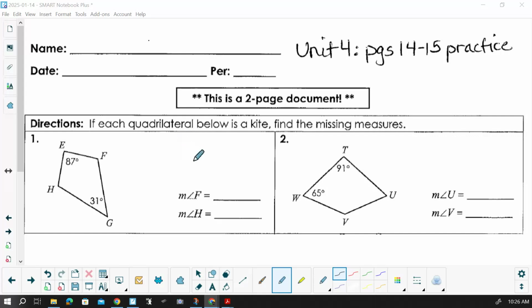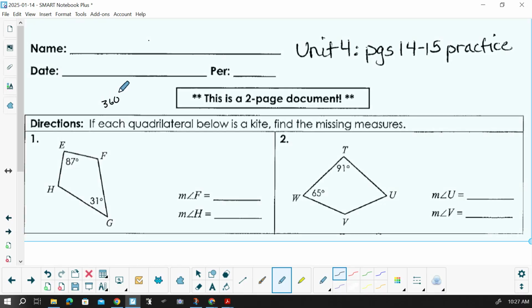Unit 4, pages 14 to 15 practice, and let's work these out in case you're stumped. The angles of a quadrilateral add up to 360 degrees. Let me just write that down. It's 360 degrees. That's the sum. I have two of them. I'm missing two. But here's the thing. This one and this one are identical to each other. So let's just start by taking 360.